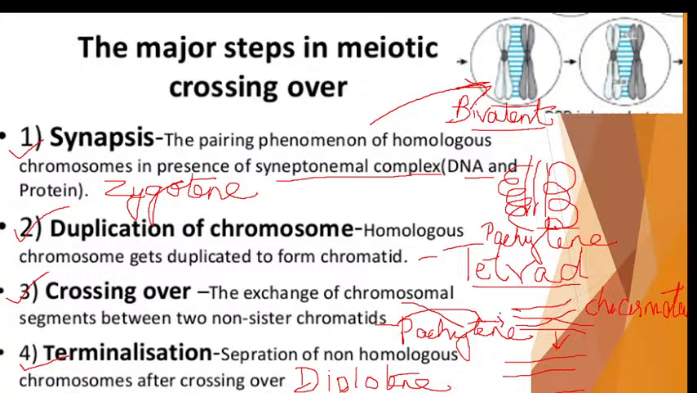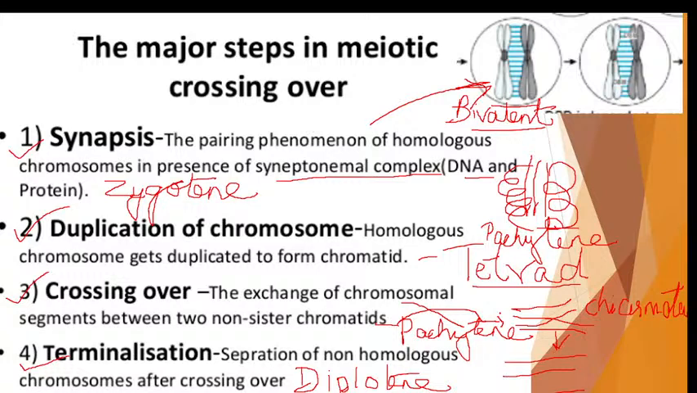So these are the major steps in meiotic crossing over. 1. Synapsis. 2. Duplication of chromosome. 3. Crossing over, and 4. Terminalization. What is happening in synapsis? Synapsis is happening during the zygotene stage, and during synapsis the homologous chromosomes will lie parallel to each other or very close to each other, and they form a structure called bivalent, and a synaptonemal complex is formed between these homologous chromosomes.